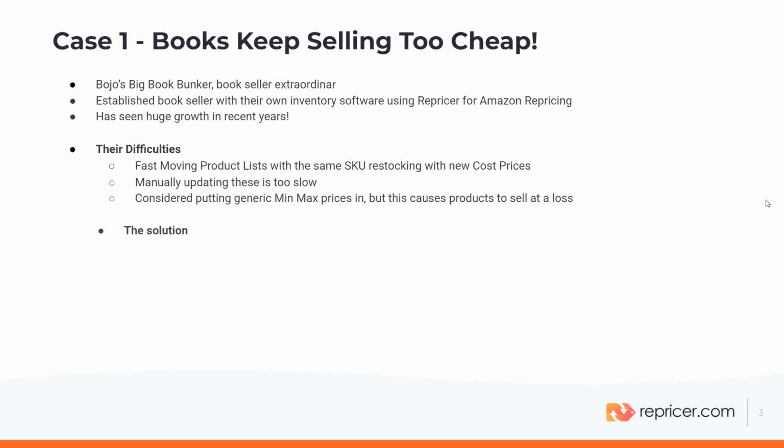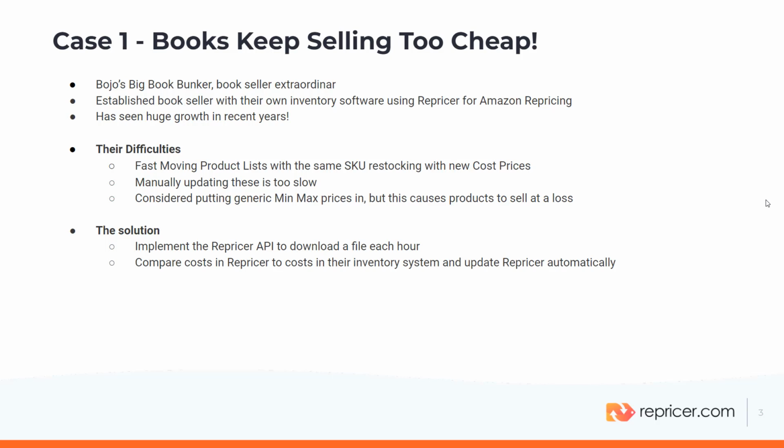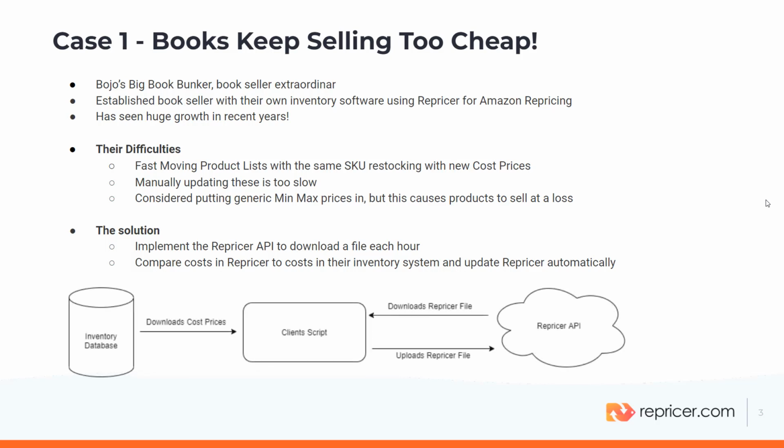So what's the solution? You're probably not surprised to learn it's our API. By implementing the Repricer API, they can download a file from our system each hour. At that point, they can use their own system to compare the cost prices from the Repricer file, and if they have changed, automatically update the file and upload it back into Repricer. This means that their cost prices get updated in near real time. So just with that, we can see how a simple implementation of the API can make a huge difference to a business's bottom line and avoiding them selling at a loss.